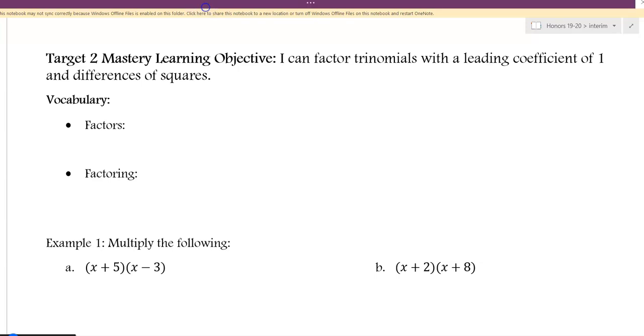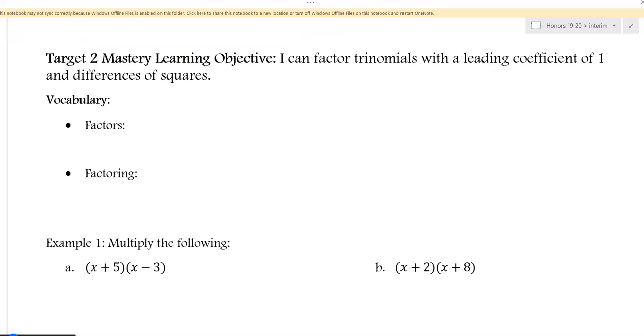So factors are numbers or expressions that multiply to the given expression.